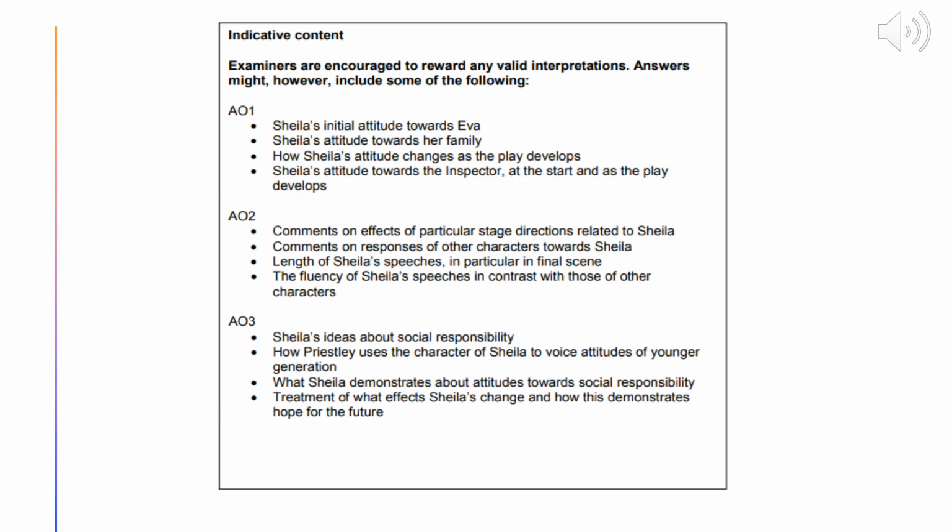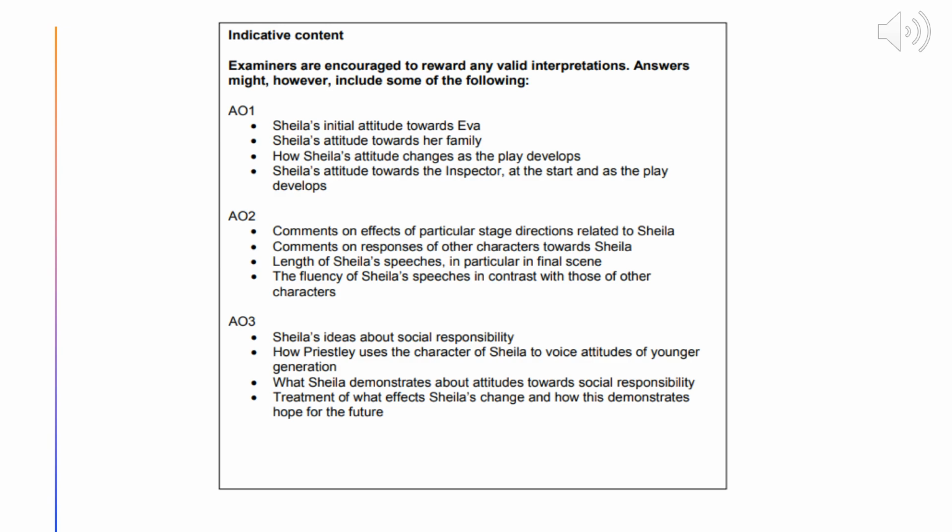Now, indicative content is what the exam board think you should or could be including to hit each of those assessment objectives. Now, it's important to note that these things underneath AO1, 2 and 3 don't necessarily link together. For example, Sheila's initial attitude towards Eva doesn't necessarily link to the first one under AO2, comments on effects of particular stage directions related to Sheila. But they all can be included in your response.